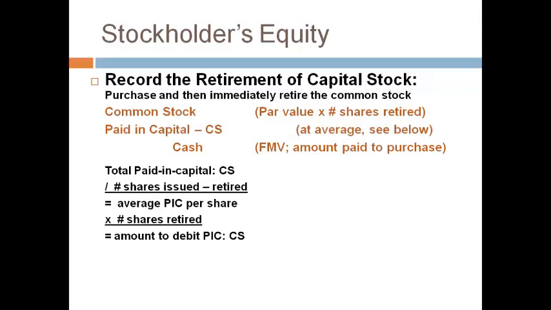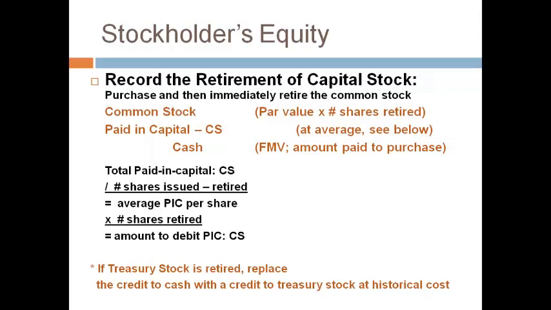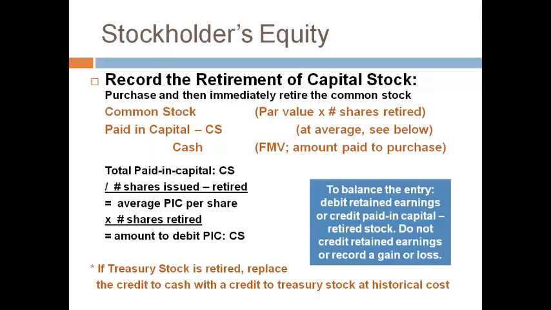Treasury stock can also be retired. Follow the same steps and replace cash paid with a reduction to treasury stock at the historical cost. The journal entry will not be in balance. A credit to balance the entry is recorded to paid in capital. A debit to balance the entry is recorded to retained earnings.